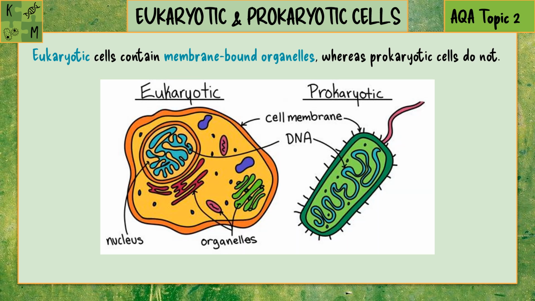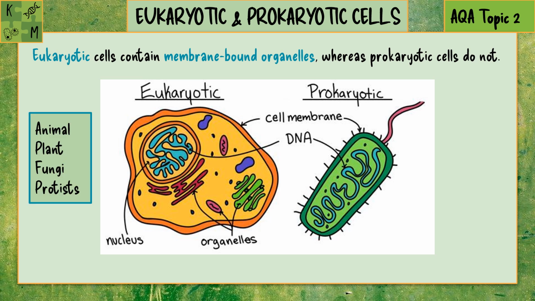So you will know eukaryotic cells best as plant and animal cells, but this group also includes fungi and protists. The prokaryotes you can think of as being bacteria, but there is a second group within the prokaryotes called archaea. They are unicellular, but they do have some differences between them and bacteria. So for example, their cell wall is made of a different substance.